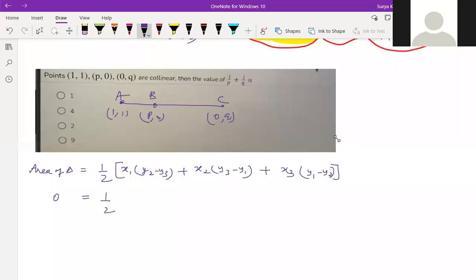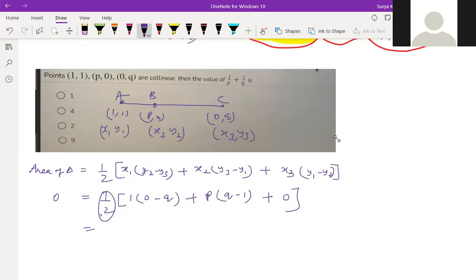1 by 2, x1, y1, x2, y2, and this is x3, y3. Now put the value here. X1 is 1 bracket y2, 0 minus q, plus x2. X2 is p. Y3 is q minus 1, plus x3, that is 0 into something is 0 only. Now this becomes 0. This will go this side. So 1 minus q is minus q and plus pq minus p. This much is coming now.